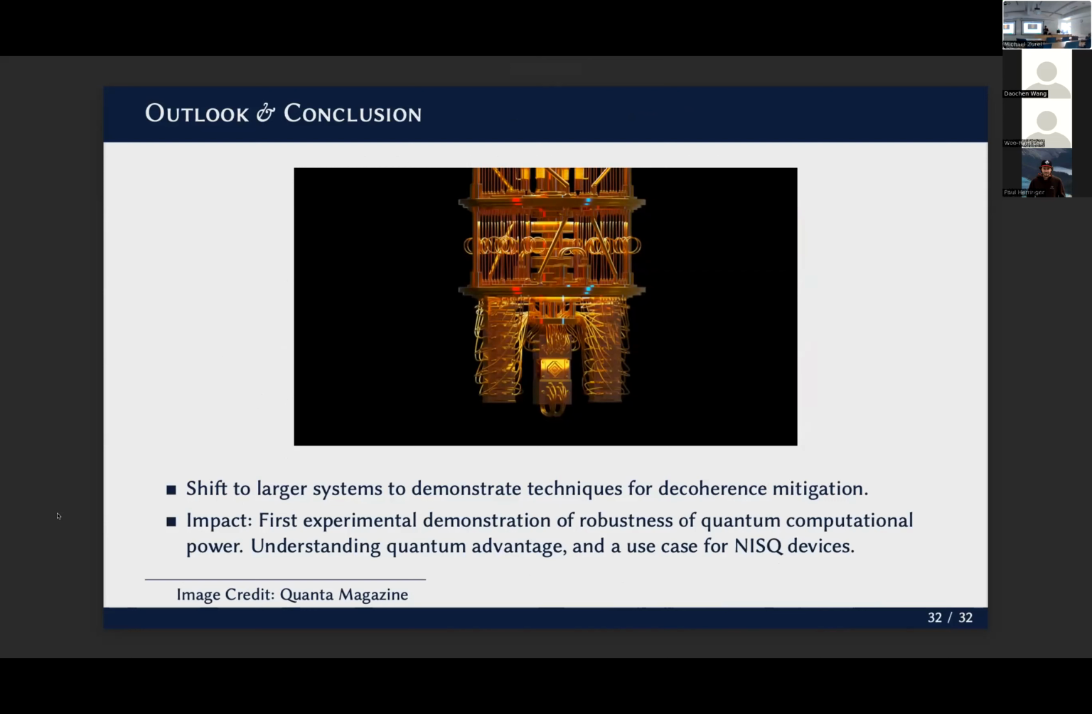And, tying everything together, why is this all interesting? This is really the first experimental demonstration of the robustness of quantum computational power. I pitched two initial questions at the start of the talk. One was that we want to understand quantum computational advantage. Another is that we want to do cool things with these noisy intermediate-scale quantum devices. And our results nicely fall in the middle. Thank you very much for listening, and I'll be happy to take questions.